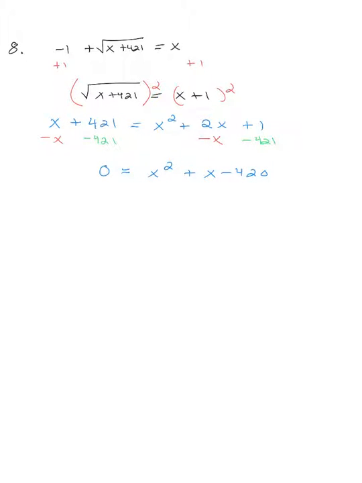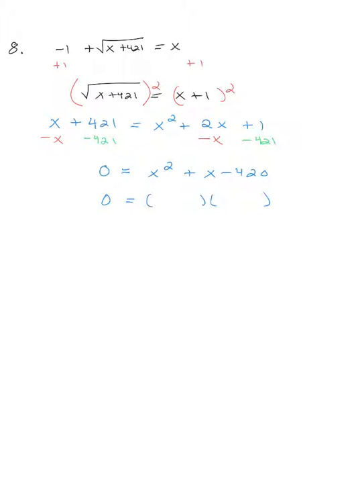Okay, this should factor. I need two numbers that multiply to 420 yet add to 1. Just making some guesses here. It's got to be 20 and 21.